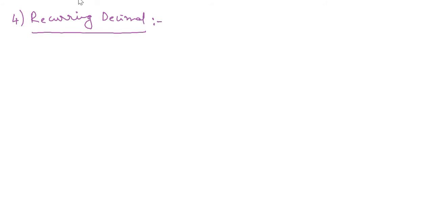Now let us discuss recurring decimals. Recurring decimal means that after the decimal point, one digit or some digits keep coming continuously. They occur recurrently, so that is called a recurring decimal. For example, 1 by 3 is equal to 0.333 and so on. This is called a recurring decimal. Here 3 is repeating, so we need to put a dot on top of the 3.